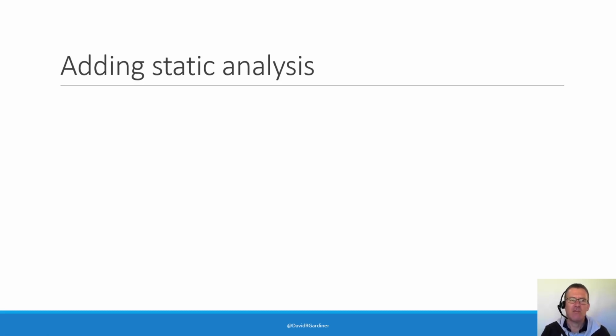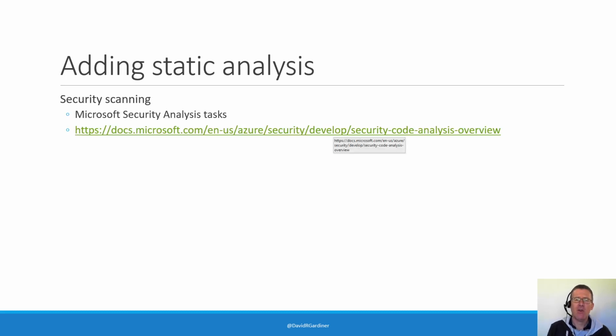Coming up, one of the other things I really like to add to my build pipelines is adding static analysis. So one thing we can do is add some security scanning, and there's a few different products out there that can do this. One I've highlighted here is the security analysis tasks for Azure pipelines that Microsoft produce. They're actually a commercial product that you pay for, but it includes things like scanning for embedded passwords in your source code, virus scanning, and checking for other common risks that could be added to your application.